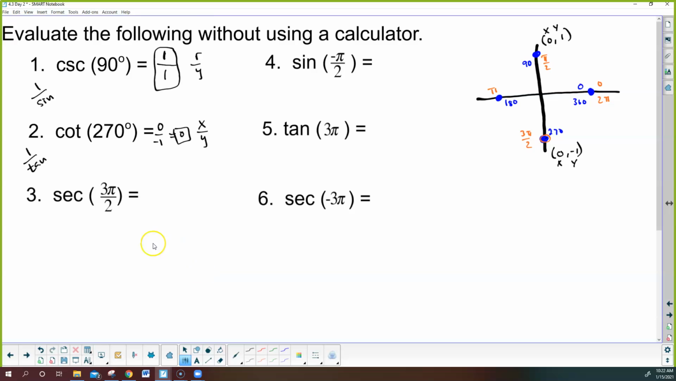So then I just got to think, okay, well, what is secant? Well, secant is the reciprocal of cosine. And if cosine is x over r, then secant is r over x, and the radius is 1. And in this case, my x value is 0. And I can never divide by 0, so I just call that undefined.